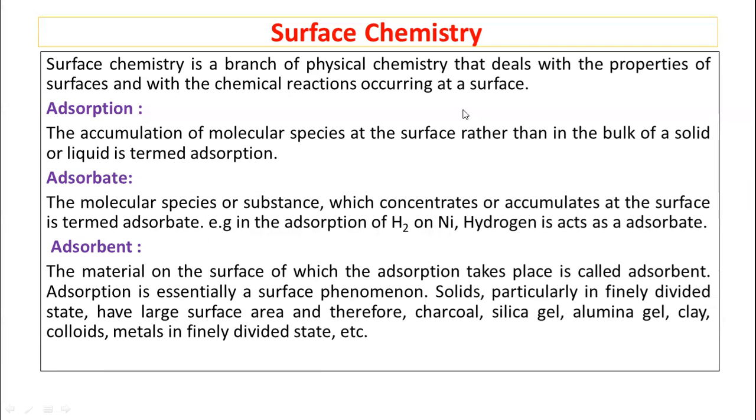In this lecture, I would like to discuss surface chemistry, Unit 4. Surface chemistry is a branch of physical chemistry that deals with the properties of surfaces and with the chemical reactions occurring at a surface. So whatever reactions take place on the surface of a substance come under surface chemistry.